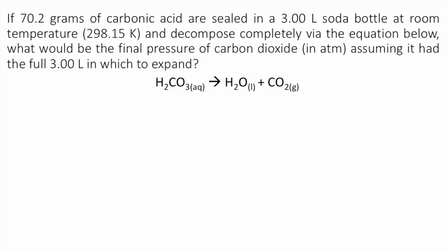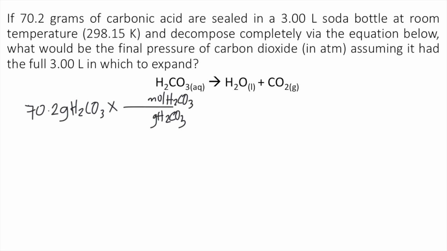So in the problem, we are given 70.2 grams of carbonic acid, that's H2CO3. So since we are given grams, the first thing you need to do is to convert grams into moles. So from grams of H2CO3, you convert that to moles of H2CO3. So how do we convert grams into moles? We will use the molar mass of H2CO3. So 1 mole of H2CO3, that's equivalent to 62.026 grams of carbonic acid.